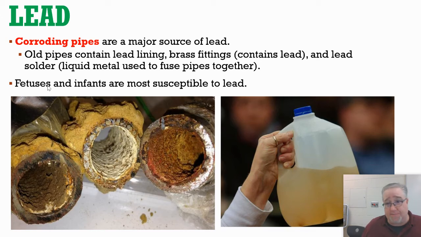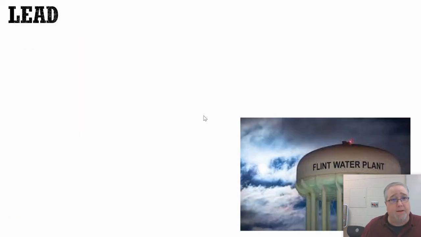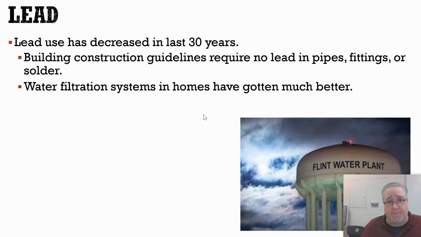Now, fetuses and infants, children, are the most susceptible to lead. And the reason why that is, and this is kind of the same for most of the heavy metals, is that most of these heavy metals affect the nervous system, especially the nervous system of a developing child. I'm not saying that they don't affect adults as well, but for children who have a developing nervous system, that can be very problematic. Now, I will say this about lead.